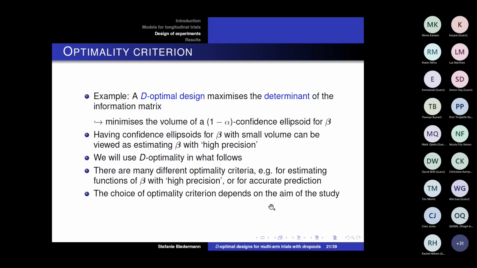An example is D-optimality. The D-optimal design maximizes the determinant of the information matrix, and that is statistically meaningful because it has the interpretation that at the same time it will minimize the volume of a 1 minus alpha confidence ellipsoid for beta. Hence we are estimating beta with high precision if we can get it to have a small confidence ellipsoid. So in what follows we will use D-optimality, but there are many other criteria that could be used. For example, for estimating certain functions of beta with high precision, or for accurate prediction. And the choice of optimality criterion will depend on the aim of the study.